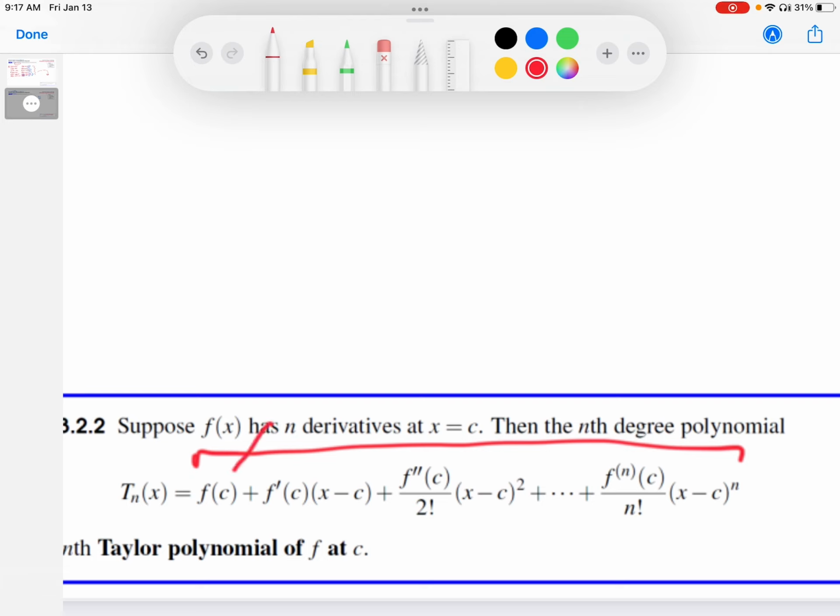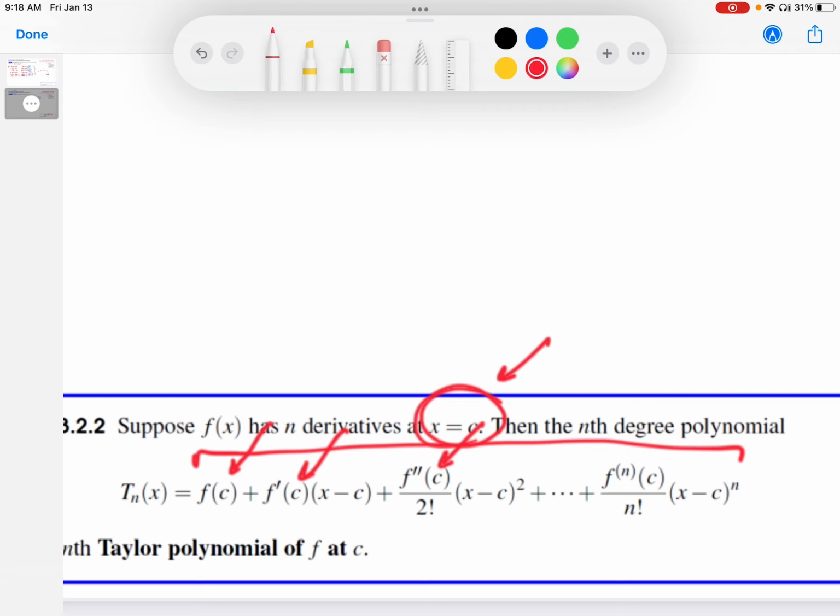First of all, everywhere there used to be a 0, there's now a c. This used to be f of 0, this used to be f prime of 0, this used to be f double prime of 0. Now they're all replaced by c's. Because we're no longer restricting ourselves to looking just at x equals 0. We could be looking at x equals c where c is different than 0.